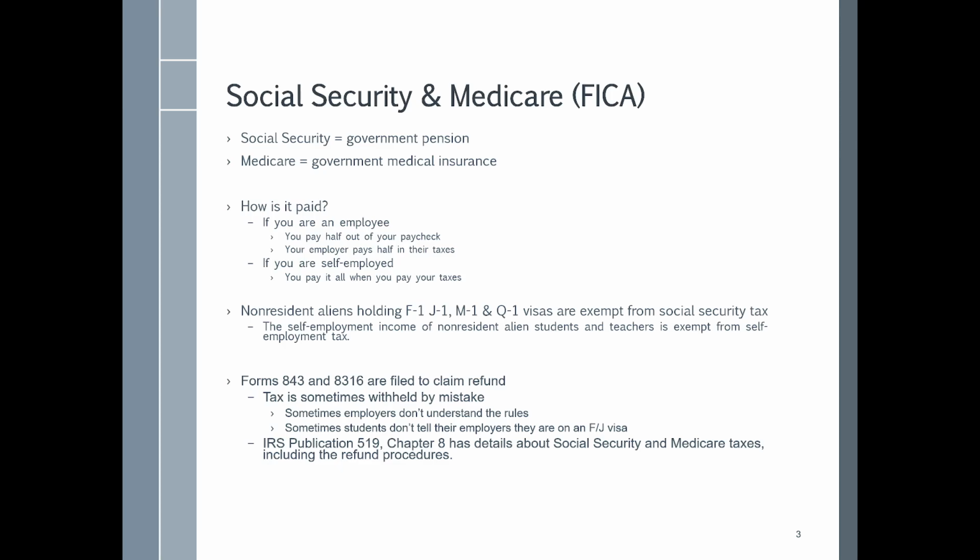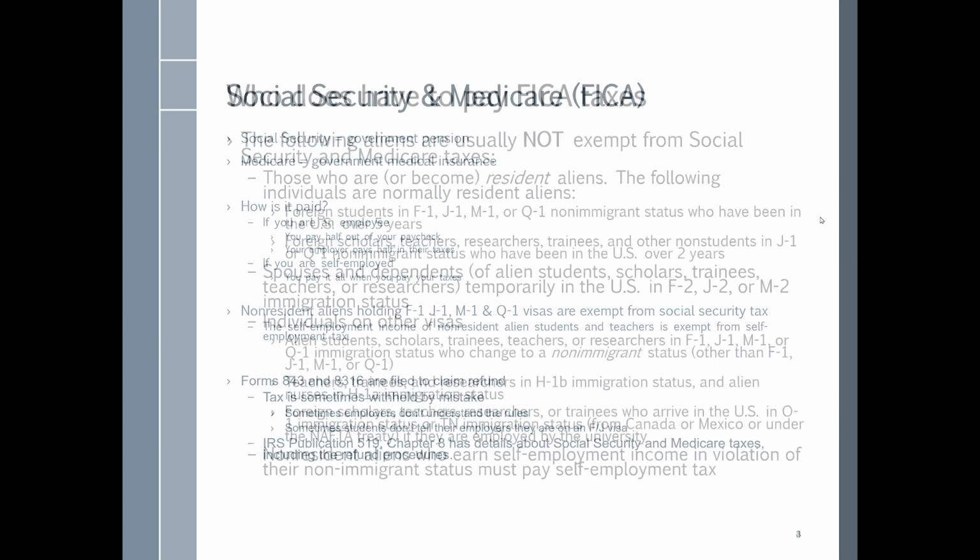This usually doesn't happen because of universities. They're pretty good about it, but oftentimes, any other employer may not understand the rules, and so take those taxes out by mistake. Or sometimes students don't tell their employers about their situation, and then those taxes get taken out. IRS Publication 519 has a lot more detail about this, but we're going to walk through the basics and the important information about it here.